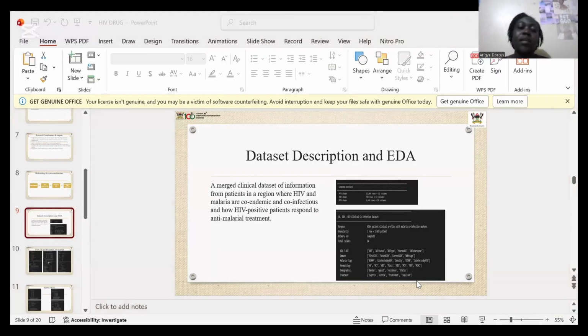Hello everyone, my name is Aruho Prisla, and I'll be taking us through dataset description and EDA. Our dataset is a merged clinical dataset of information from patients in regions where HIV and malaria are co-endemic and co-infectious, and how HIV-positive patients respond to anti-malaria treatment. We got this from combining 3 different datasets from 3 different sources.